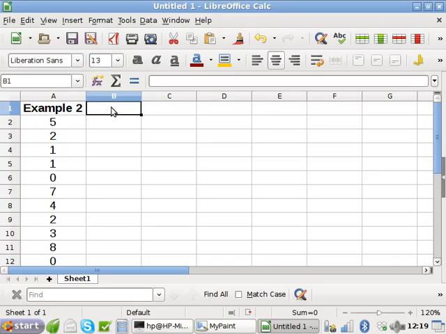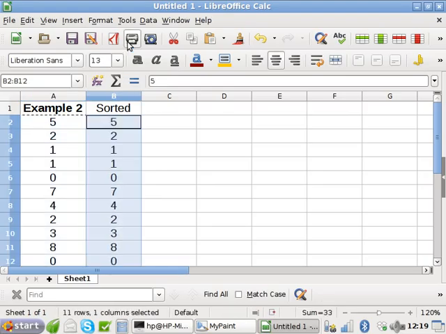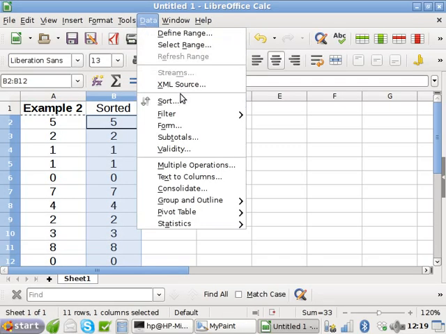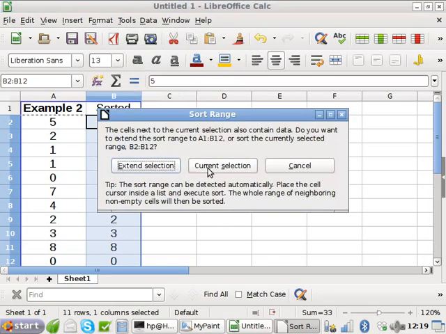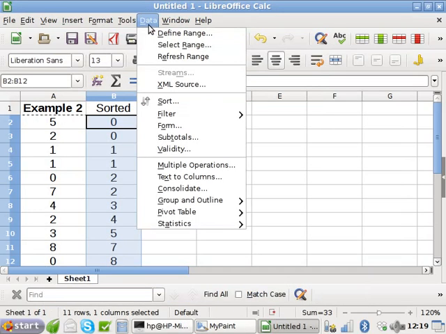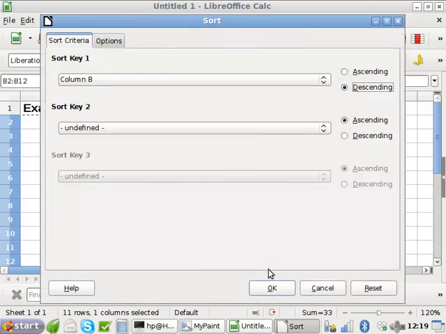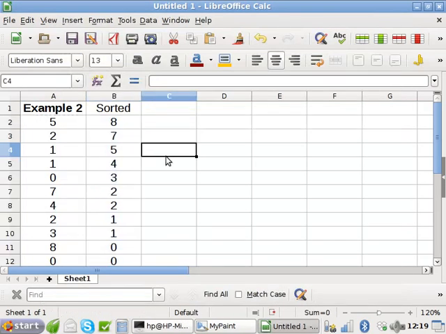Right, so let's sort these. Sorted. Data sort from... let's do it the other way this time. Right, so this is the data sorted.